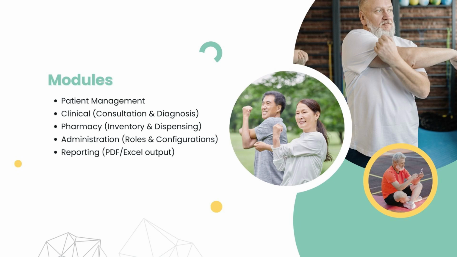Our healthcare information system is divided into 5 main modules. The first one is patient management for registering and updating patient information. Second, clinical module for recording diagnosis and medical history. Third, pharmacy module for reviewing and dispensing prescriptions. Fourth, administration module for setting up user roles and system preference. And the last one is reporting module for generating summary reports in PDF or Excel format.